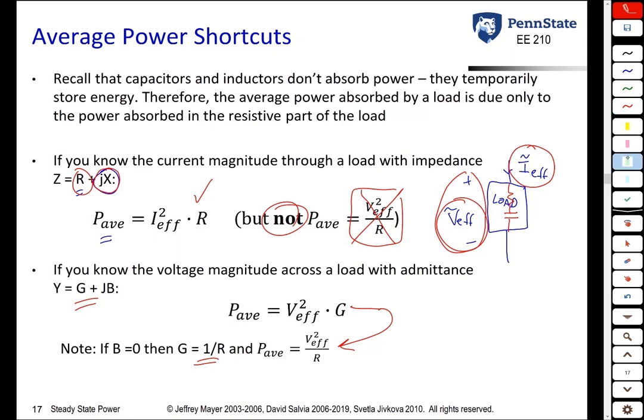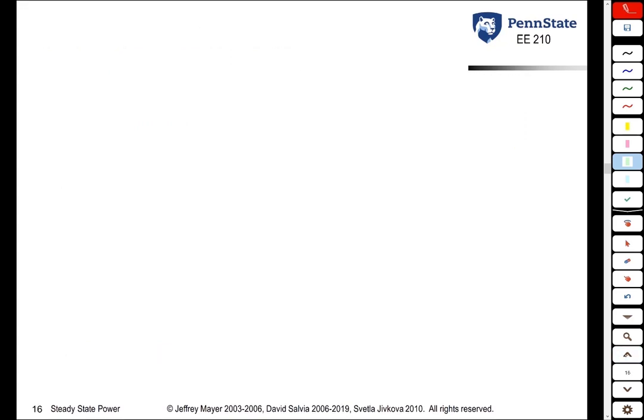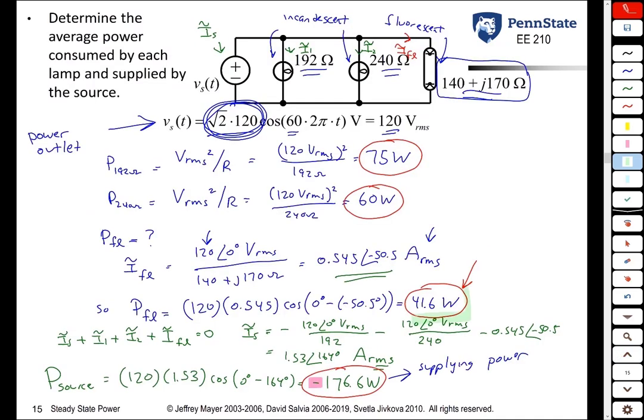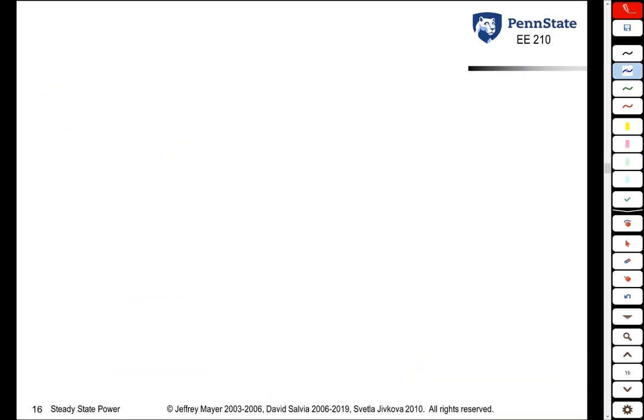So we can now take this idea and this idea to solve for this power in this problem using these shortcuts. So using the first shortcut, we know that the power absorbed by the fluorescent load is what? It's its effective current squared times the real part of its resistance.